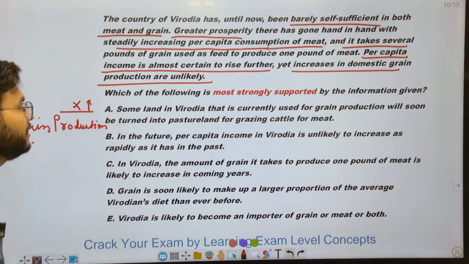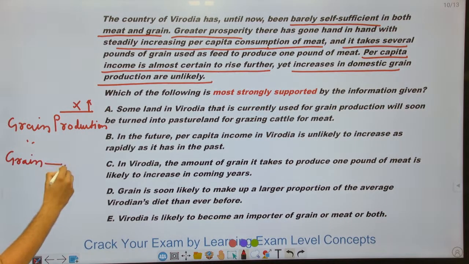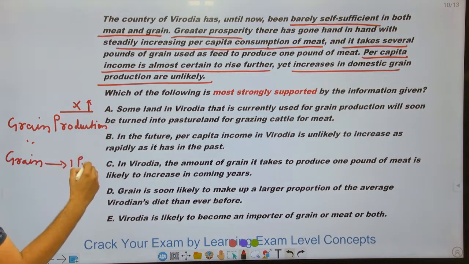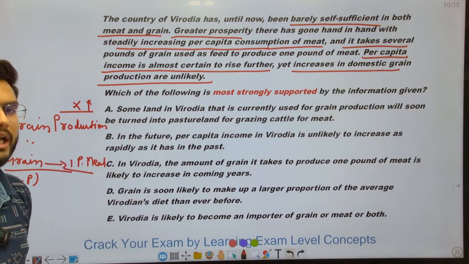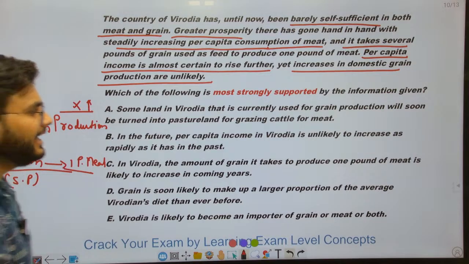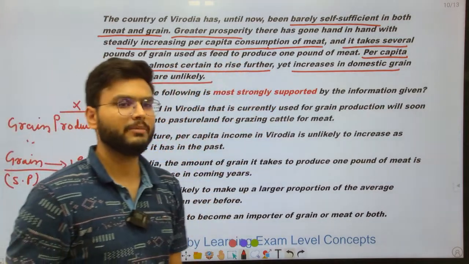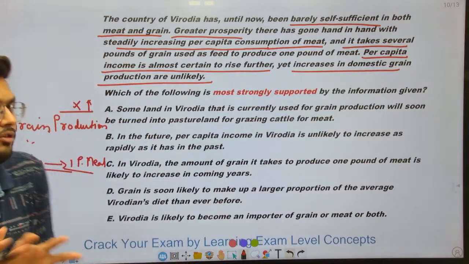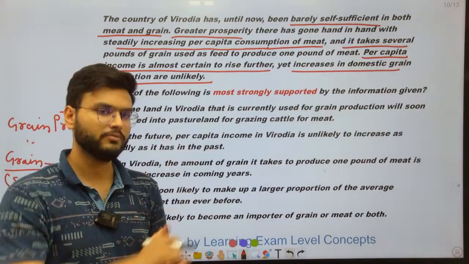And I know you need several pounds of grain for 1 pound of meat. It means grain is the hook. I need grain to produce the meat because per capita consumption of meat is increasing. And this is also a fact I know: if people are becoming more prosperous, the more they will consume.